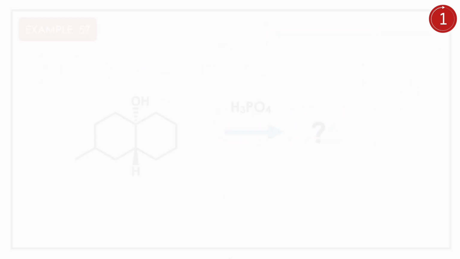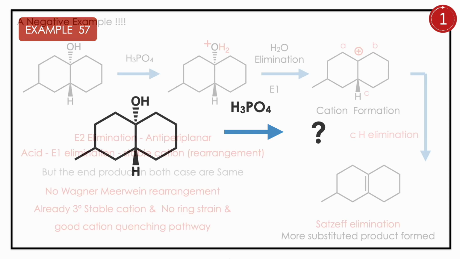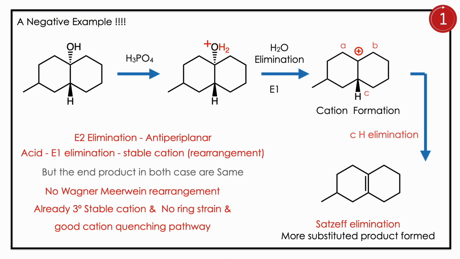Then the next example: you have a fused system where the hydrogen and alcohol are trans to each other, and one methyl group. The system is basically a decalin system with substitution. You are reacting with phosphoric acid. You should find what will be the final product. Here it is the same acid and alcohol, so you have water elimination. The water elimination leads to cation formation at the fused carbon, so the cation forms.